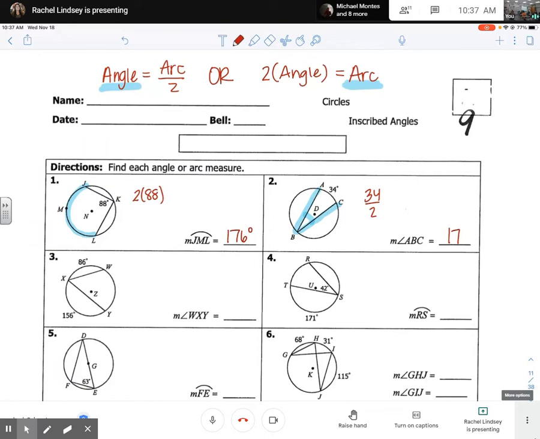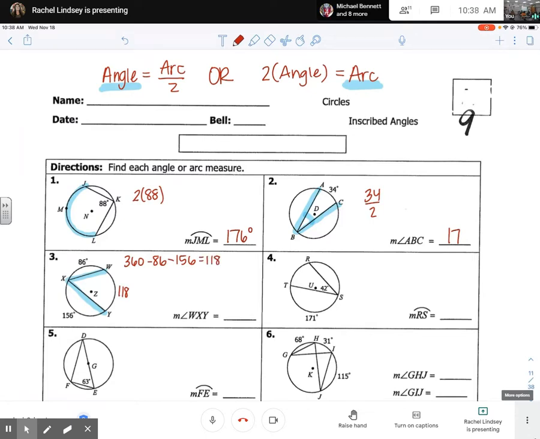Okay, so I want to find angle WXY. First, I have to know the arc of that angle. So I have the 2 other arcs. How can I find that one? 360 minus 242 is 118. So 360 minus 86 minus 156. He added those 2 together and subtracted them from 360. So that arc is 118.